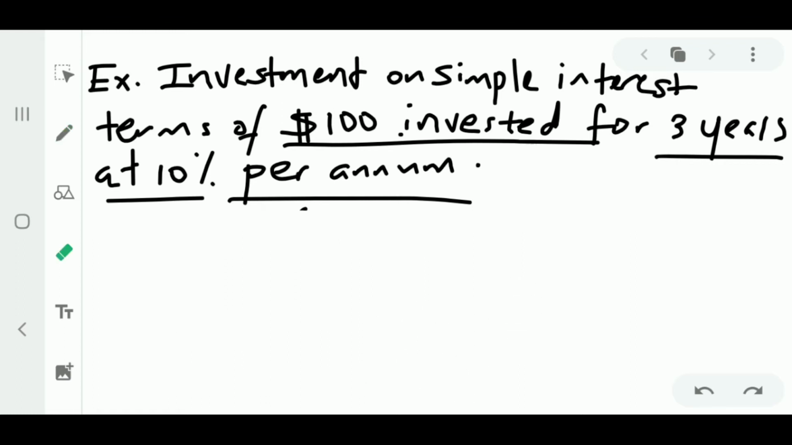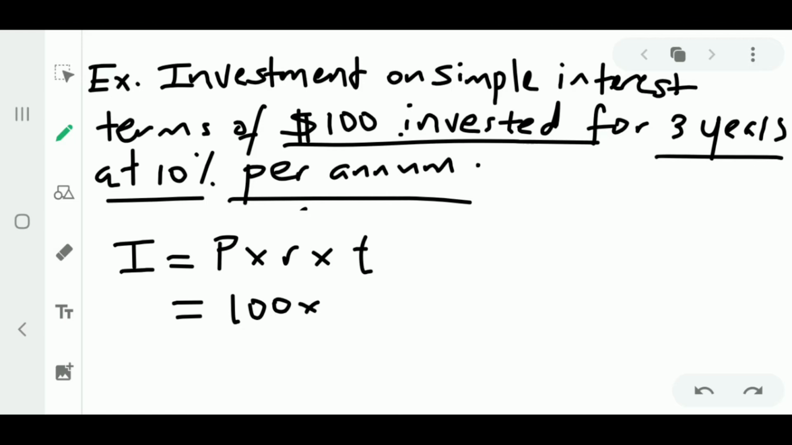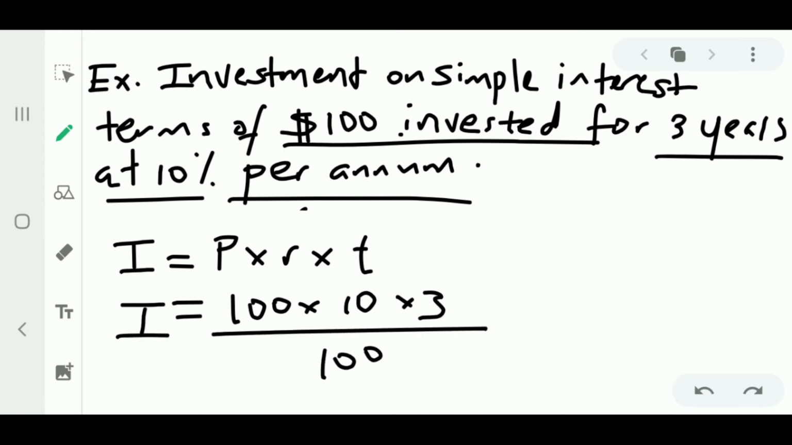Another way we could do this is by saying I is equal to P times R times T. Now P, which is the $100 invested, times R, which is the rate, 10%, and T, which is 3 years, all over 100. And this is also equal to $30.